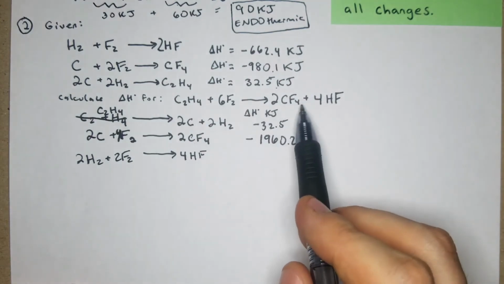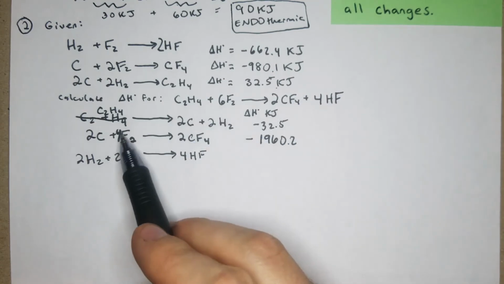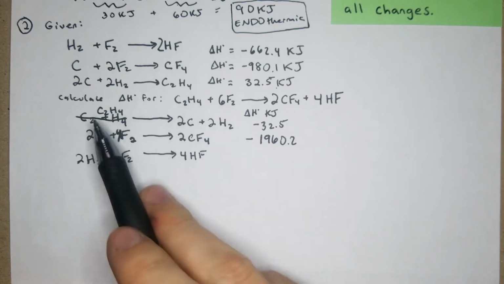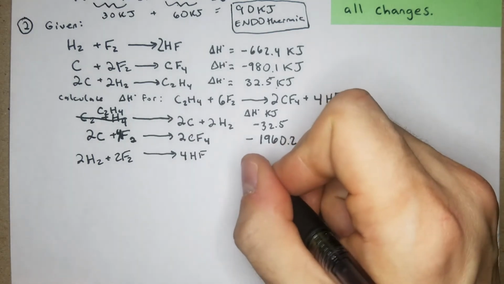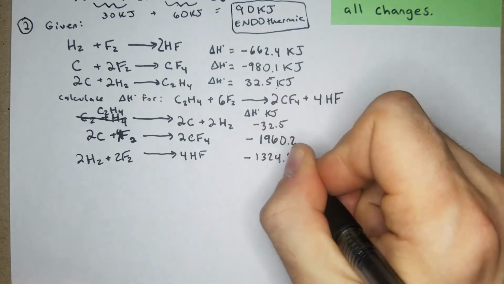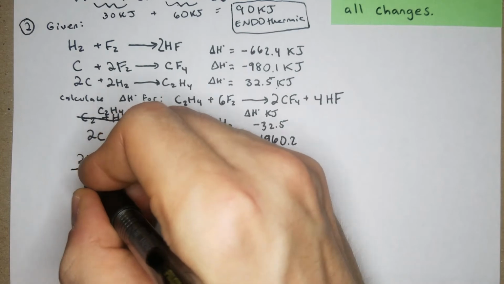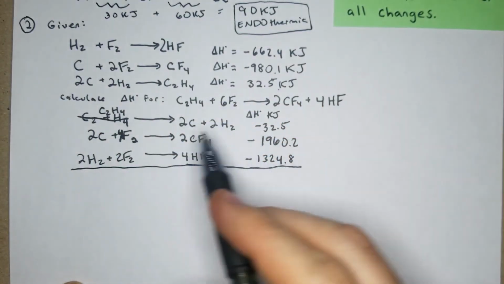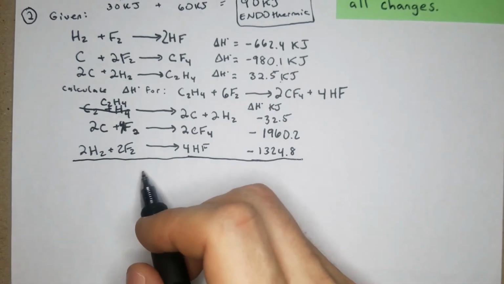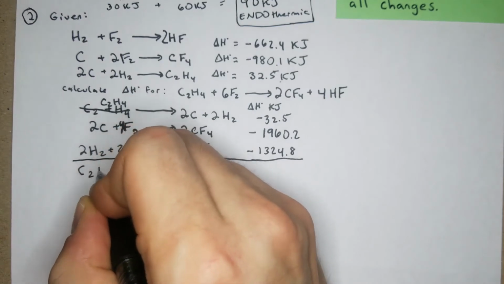We got the 2CF4 on the product side. We got our 4F2, 2F2, and then our C2H4 from our first one. So here that's going to be negative 1324.8. And now what I like to do is get everything I need and then just hope that things cancel out. And maybe that's not the best strategy, but it seems to usually work, and I think that a lot of times the problems are intended that way.